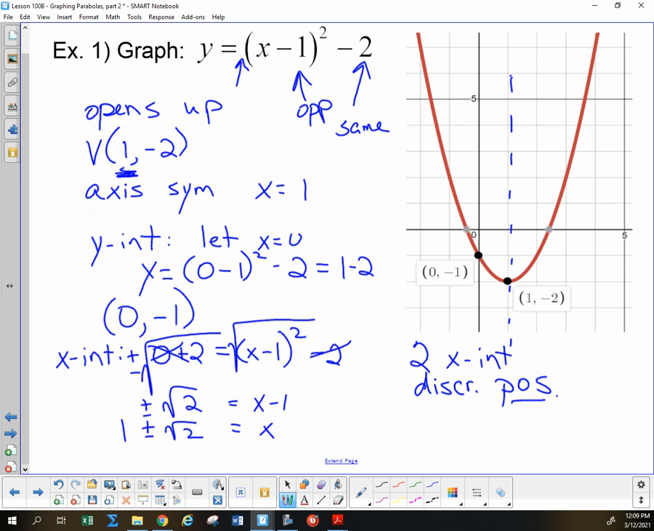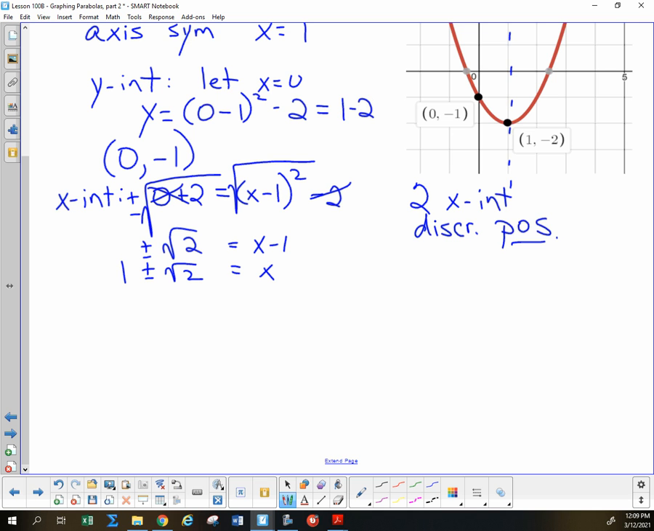I need to always write these as 2 separate points with ordered pairs, both coordinates in there. So one of them, the one on the left, was 1 minus root 2 comma 0, and the one on the right would be 1 plus root 2 comma 0. Not required, but I know which one is left and which one is right, because if I take 1 and subtract something, I get a smaller number than if I take 1 and add something. That would make me go farther to the right.